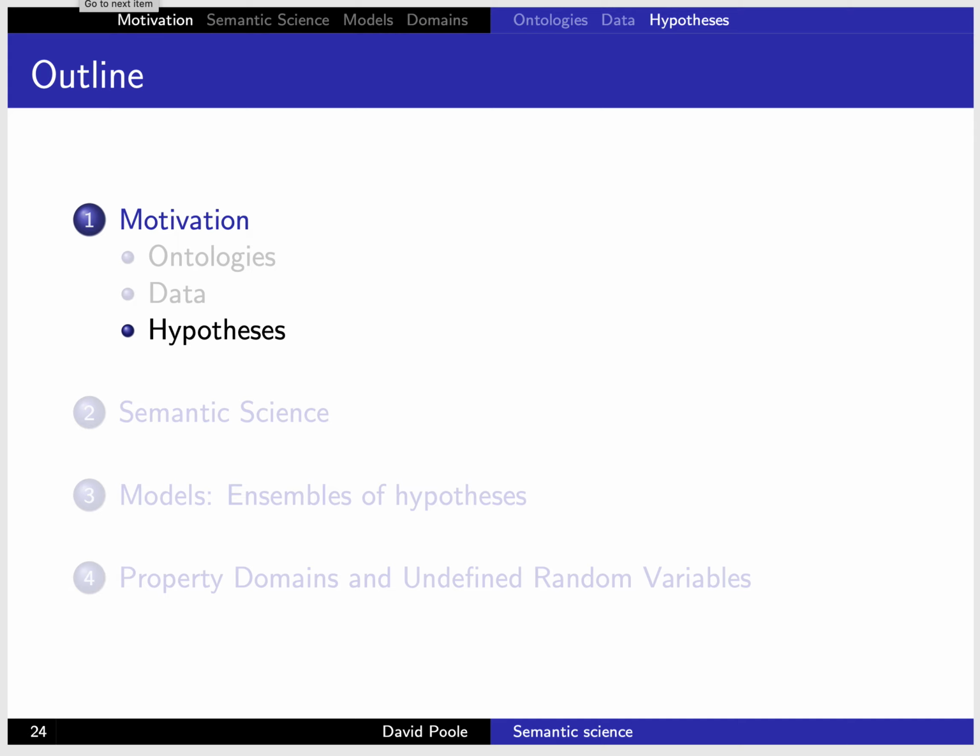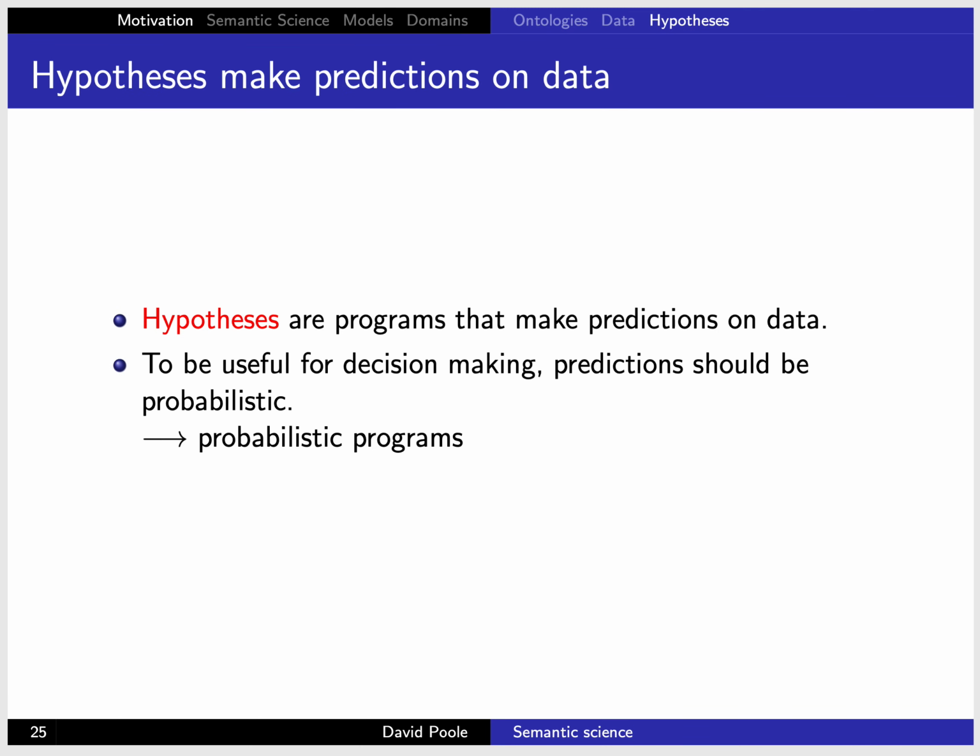Welcome back. All right, now we're going to still talk about the semantic science, and now we're going to talk about hypotheses. A hypothesis is just a program that makes predictions on data. We'll see this before we see probabilistic programs. To be useful for decision making, predictions should be probabilistic, and that makes the distinction, the idea of probabilistic programs. So that's a hypothesis, it's just a program that makes predictions on data.